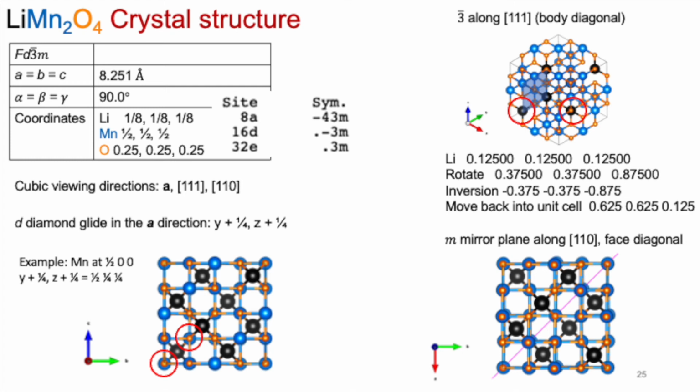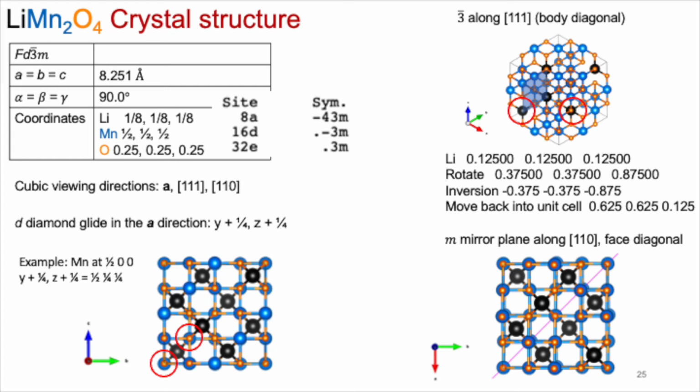You see some of these empty spots. They're just unoccupied. Okay. So then here I go through the example of bar 3 along the 111, the body diagonal of this cubic structure.